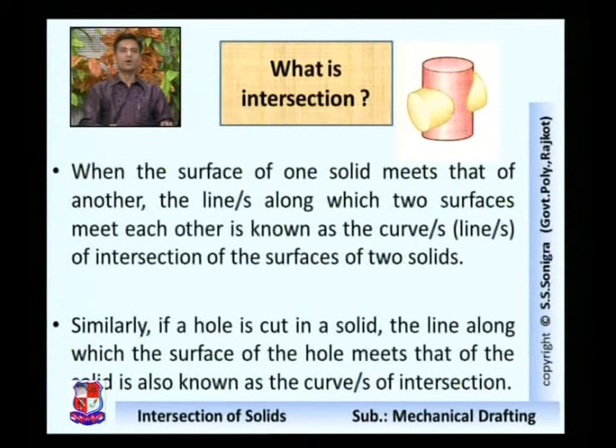Similarly, if a hole is cut in a solid, the line along which the surface of the hole meets that of the solid is known as the curve of intersection. Means if instead of two solids only one solid is there, say for example a square prism or cylinder, and if any hole is drilled in that solid, then also some curved shape would be there, that is the cutting portion. So that is also covered in this intersection and penetration of solids. Of course it is not strictly penetration or intersection, but we still consider it as an intersection of two cylinders.